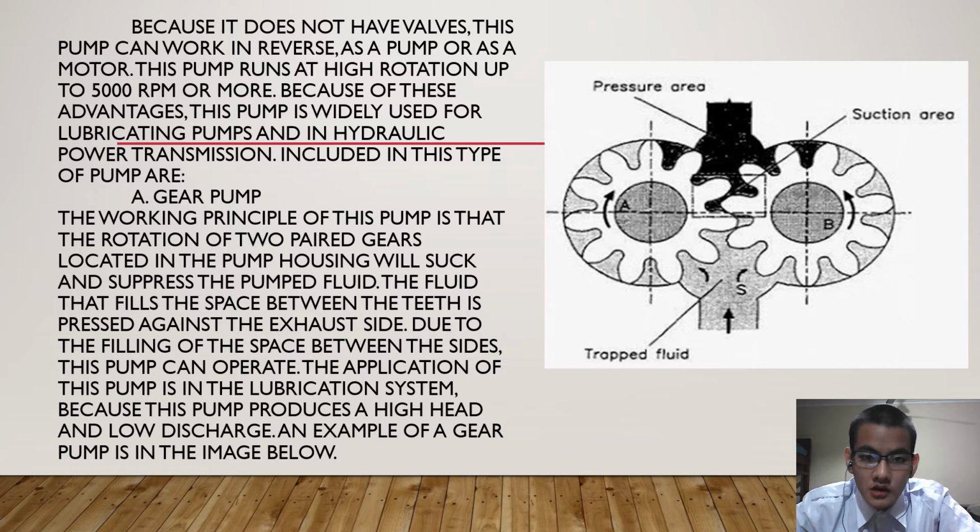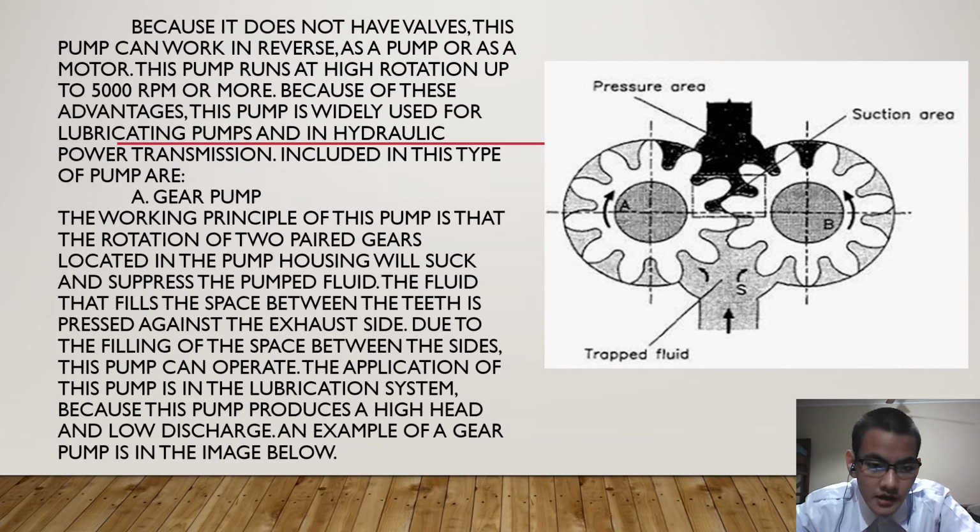Because it does not have a valve, this pump can work in reverse, as a pump or as a motor. This pump runs at high rotation, up to 5000 rpm or more. Because of this advantage, this pump is widely used for lubricating pumps and in hydraulic power transmission. Included in this type of pump are A. Gear pump. The working principle of this pump is that the rotation of two paired gears located in the pump housing will suck and suppress the pump fluid.